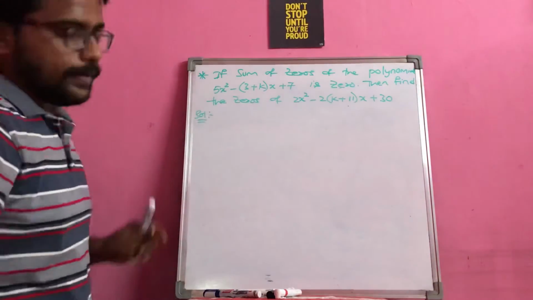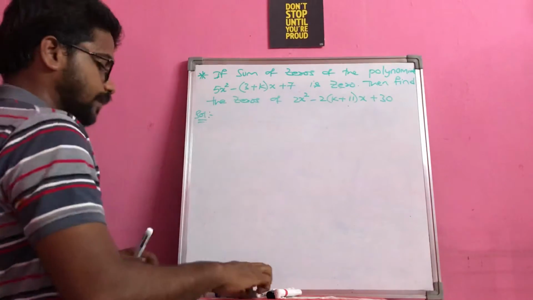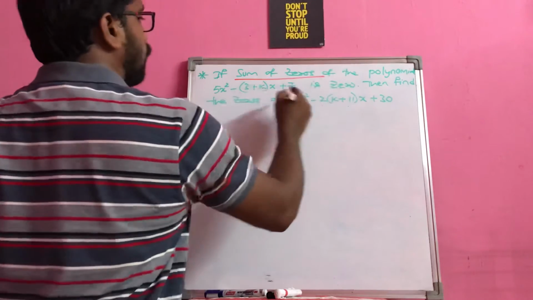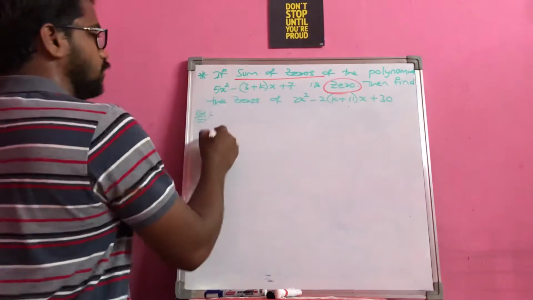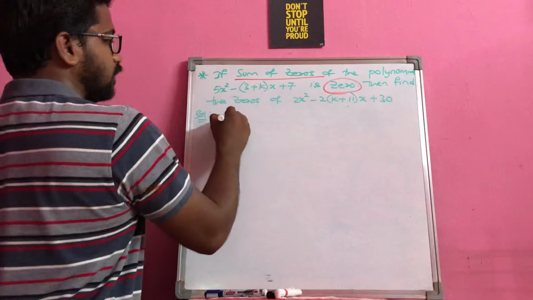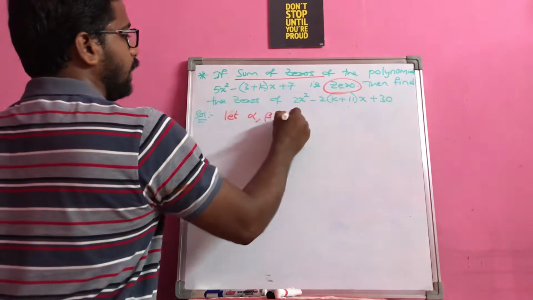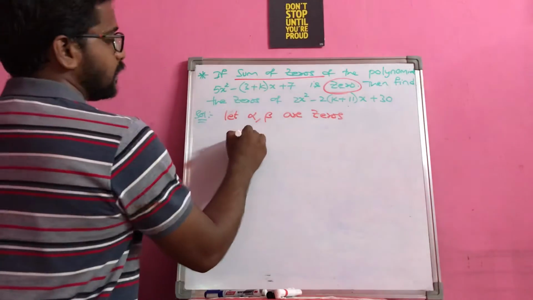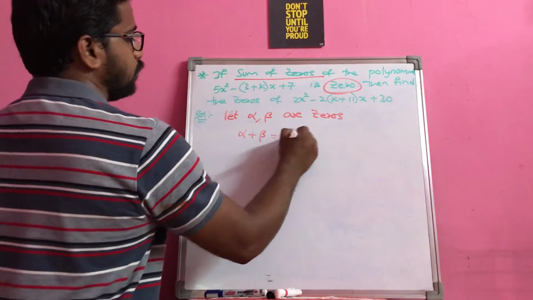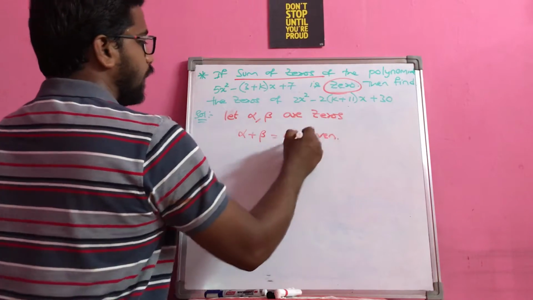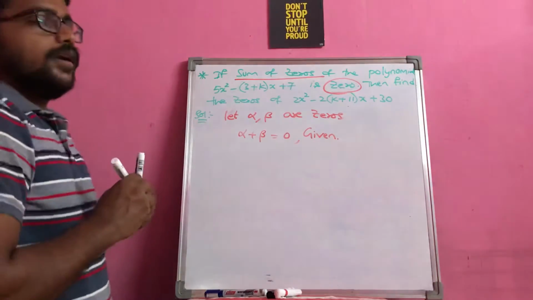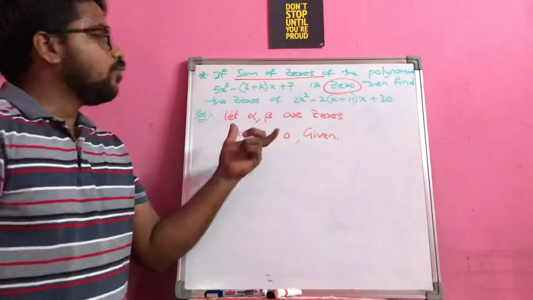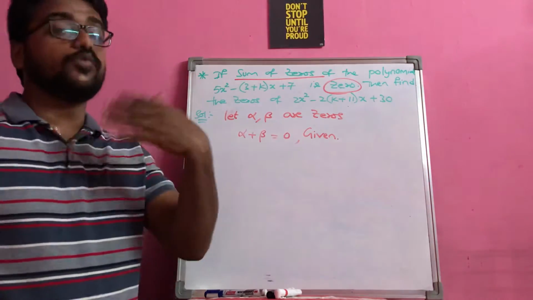So I hope you can get an idea by this time. They mention in the question that the sum of zeros of this polynomial is 0 again. So given, first let us take the zeros. Let alpha and beta be the zeros. What they said is that the sum of zeros is equal to 0. This is given to us. See, I told you at the very start, whatever the topic may be, how you have to think is: what have they given to us, and what do we know about that.